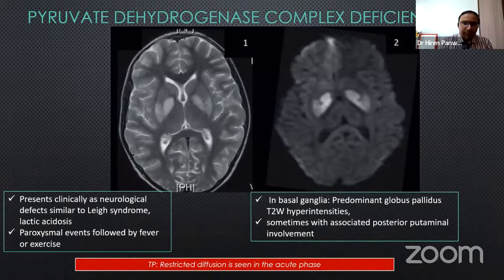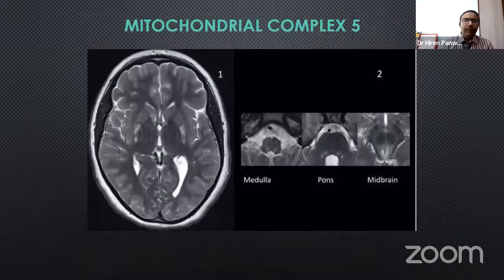Then there are certain mitochondrial disorders. For example, pyruvate dehydrogenase complex deficiency. They can involve the posterior putamen and adjacent globus pallidus. Clinically, they have an identical Leigh-like syndrome. And here we can see that this involvement can show restricted diffusion in the acute phase. So when you see these kinds of symmetrical lesions which are restricting in the acute phase, you can raise a possibility of a mitochondrial disorder or pyruvate dehydrogenase complex deficiency.